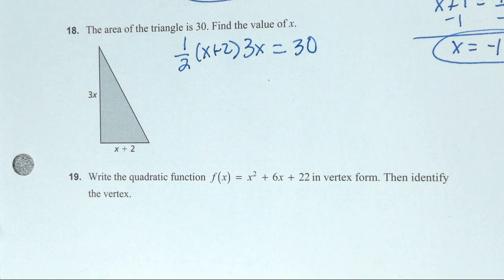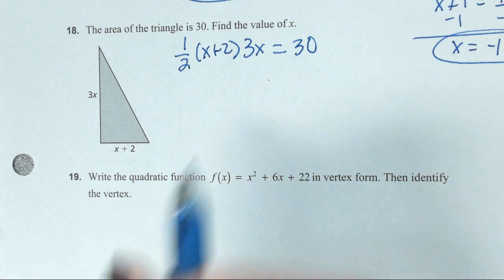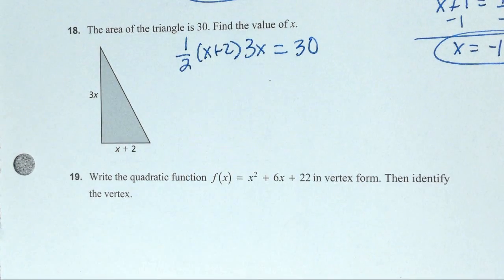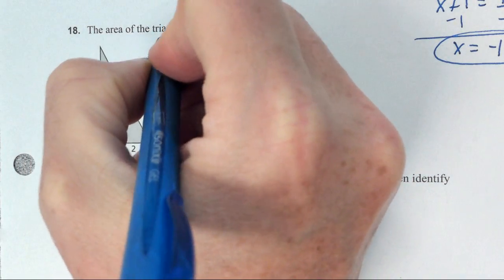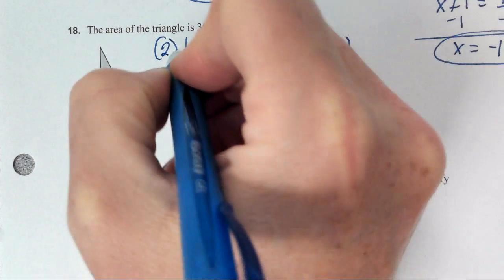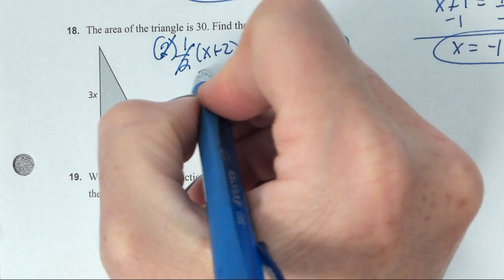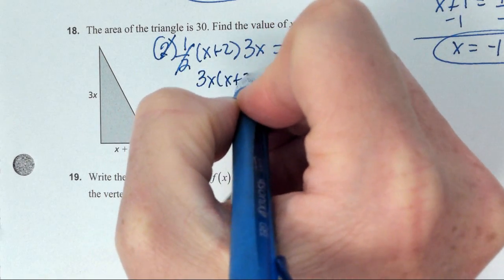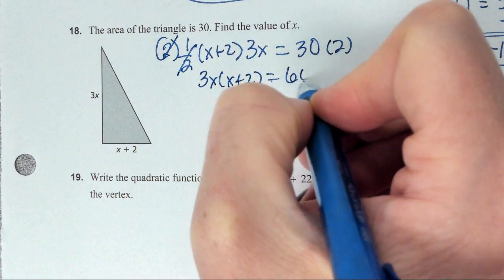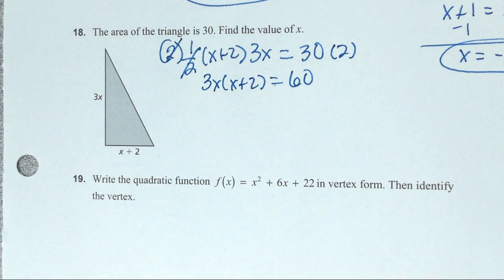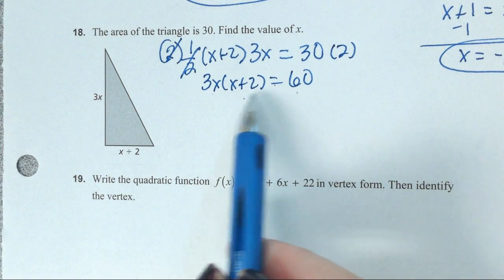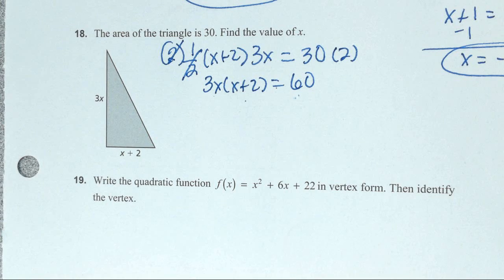At this point, I would get rid of the 1/2. Okay, this is all multiplication. So to do that, I would just multiply both sides by 2. Now the 1/2's gone. So now I have 3x times x plus 2 equals 60. Can I just set 3x equal to 60 and x plus 2 equal to 60? No way. That's not going to work.